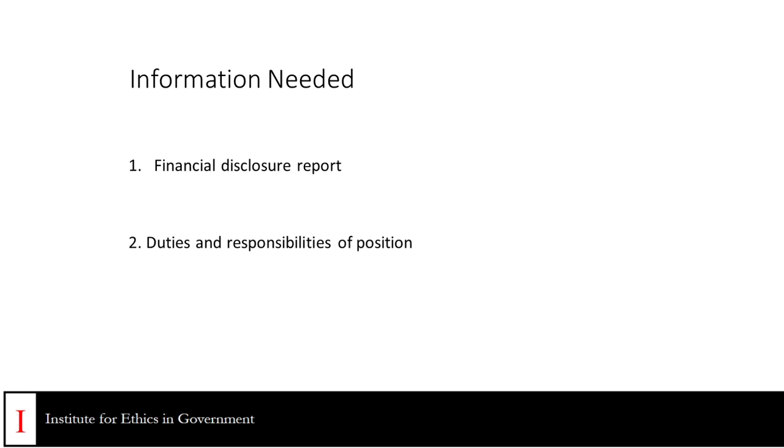To evaluate whether there are potential conflicts of interest, we need two pieces of information. We need the financial holdings as reported on the form, and we need to understand the duties and responsibilities of the position. A conflict of interest occurs when the duties of a government employee overlap with their financial holdings. So it's important for us to have both pieces of information. If you're new to the process of identifying and preventing potential conflicts of interest, there are many courses in the Institute for Ethics and Government library to help you understand better.